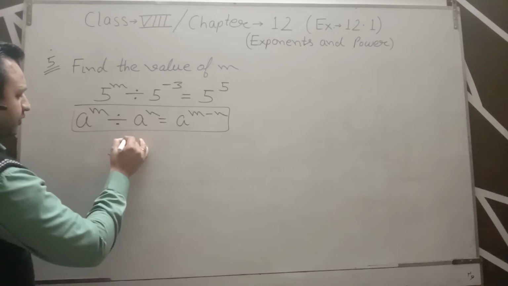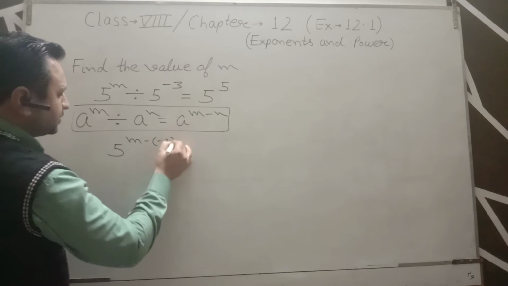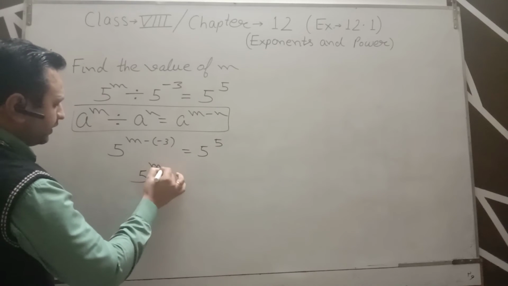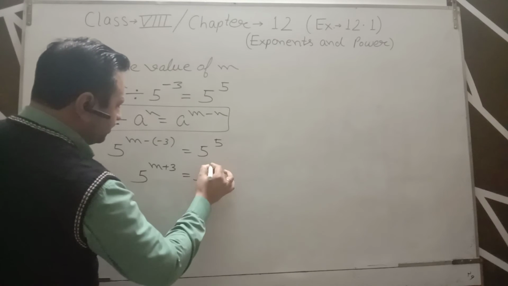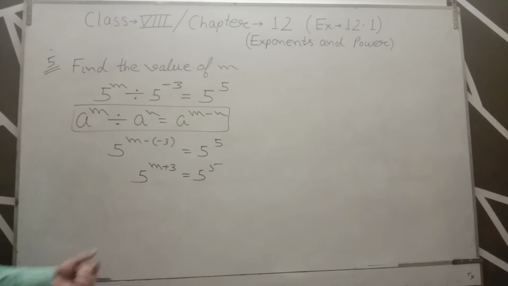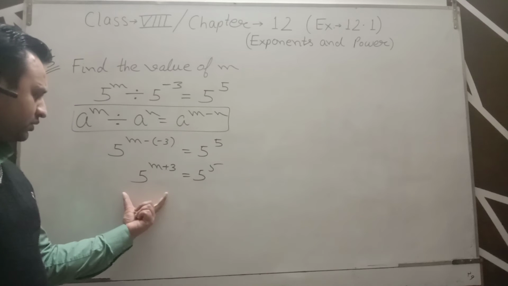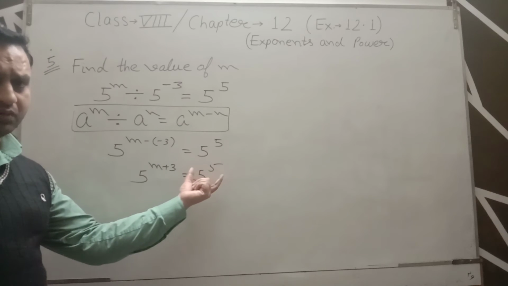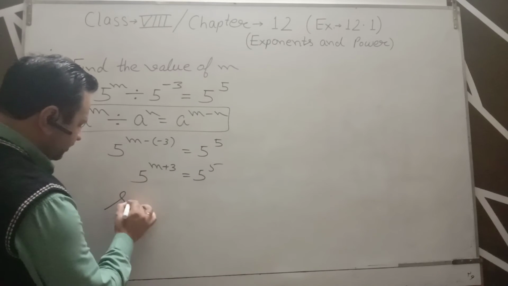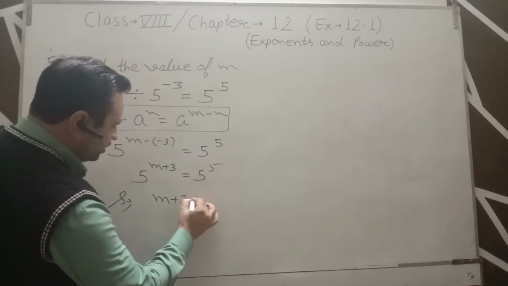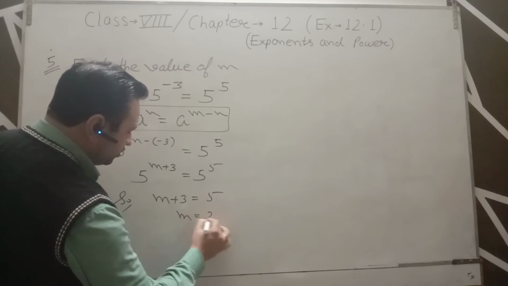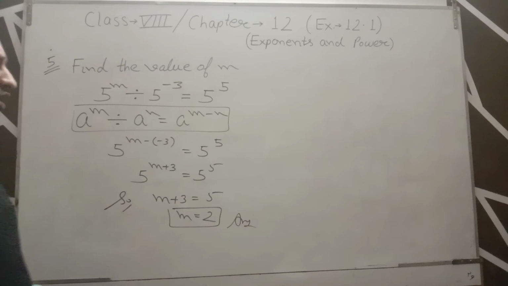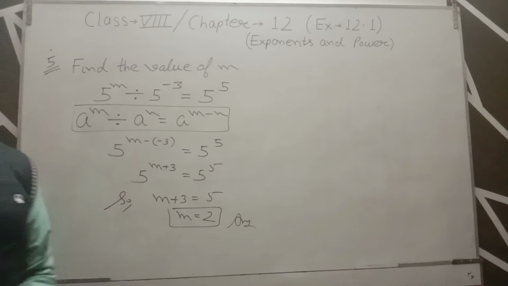It's mean 5 raised to the power m minus 3 is equal to 5 raised to the power 5. It's mean 5 whole power m plus 3 is equal to 5 whole power 5. Now in the LHS and RHS, base is same. So when base is same, then their exponent also must be same. So m plus 3 is equal to 5. So m is equal to 2. So its answer is 2. So I show question number 5 also clear, just note down.